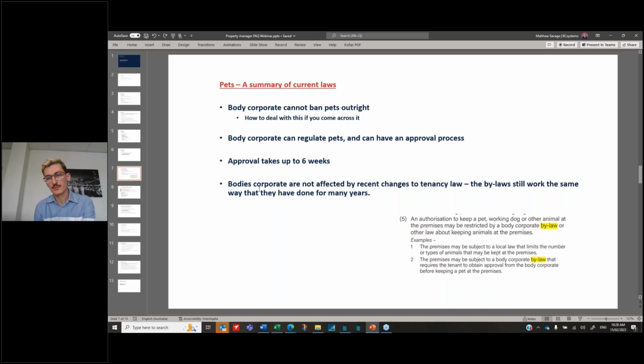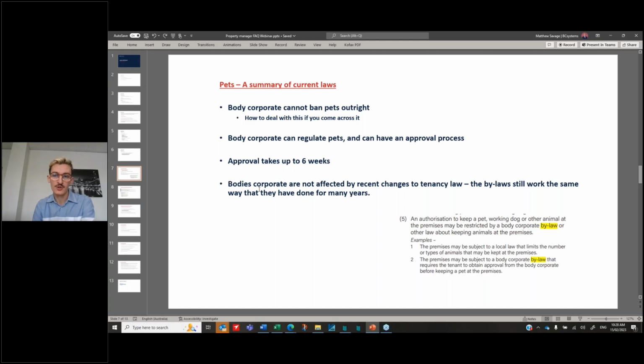The approval from a body corporate can take up to 6 weeks. This is a new change in the body corporate law. Previously, there was no time limit. So if you applied for a pet in 2018 or 2019 and the body corporate wasn't having a meeting for another 10 months, it could wait 10 months before it considered your application. And in that time, you just had to wait and you couldn't do anything about it. Obviously, that's not best practice and most buildings didn't do that, but some buildings did and it caused problems in the system, as you can imagine.